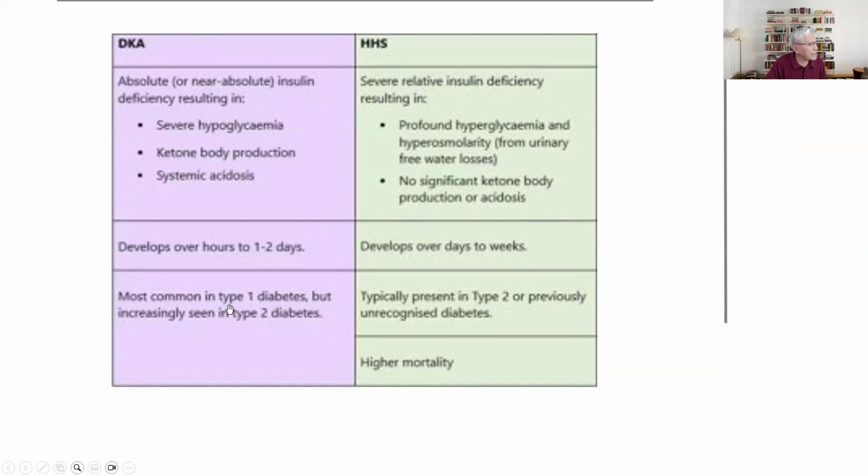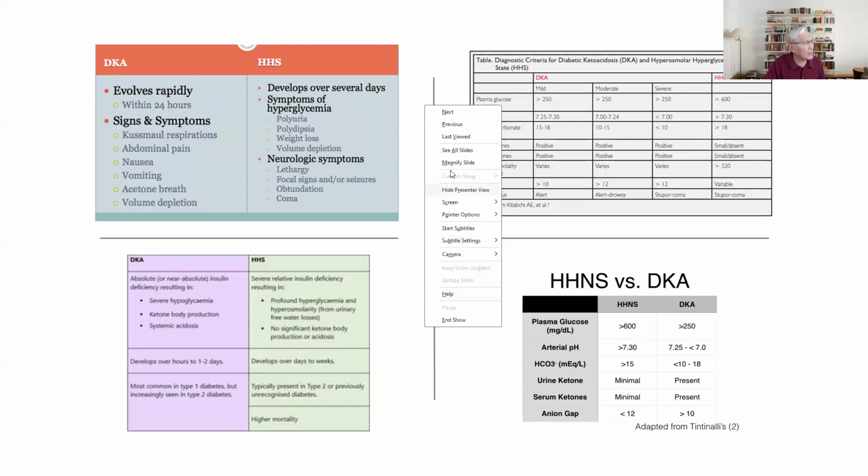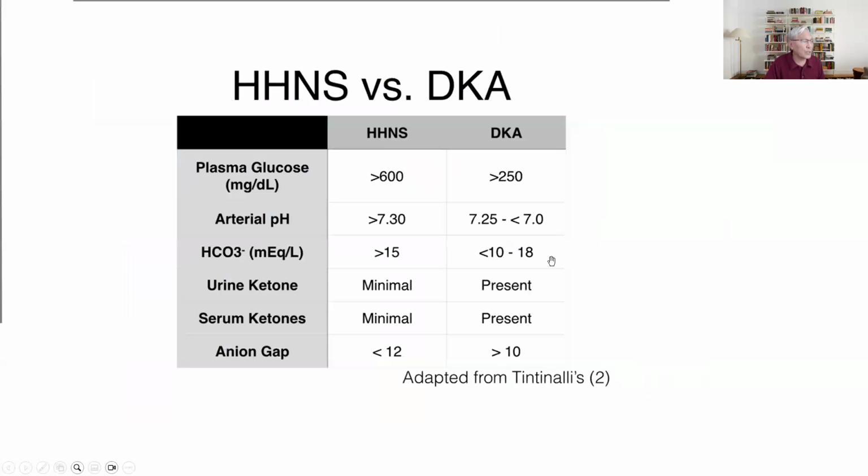DKA is most common in type 1 diabetes, but increasingly seen in type 2 diabetes. In HHS, it is in type 2 or in previously unrecognized diabetes. The reason why there's no production of ketones, or profound ketones, in patients with HHS is because they still have relative amounts of insulin that prevent the great accumulation or formation of ketones. So that is one of the other important distinctions between the two.